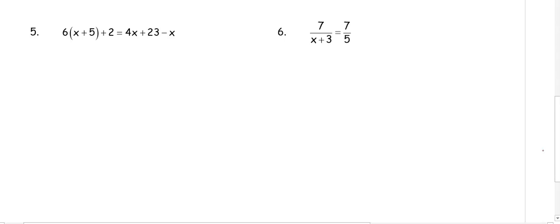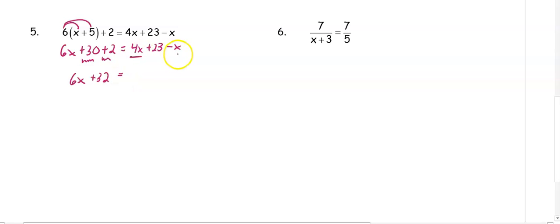Number 5, we have to distribute: 6x + 30 + 2 = 4x + 23 - x. On the left-hand side, we have 30 and 2 that can combine, so we get 6x + 32. On the right-hand side, we have the x's that can combine together, so we get 3x + 23. Remember, when you are combining your x's, whatever sign it has, that's the sign you use. You only use inverse signs when you're moving to the other side of the equal sign.